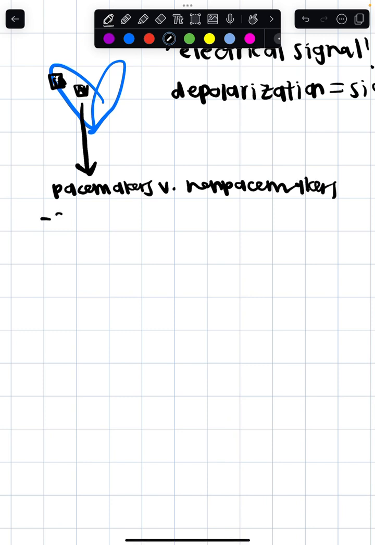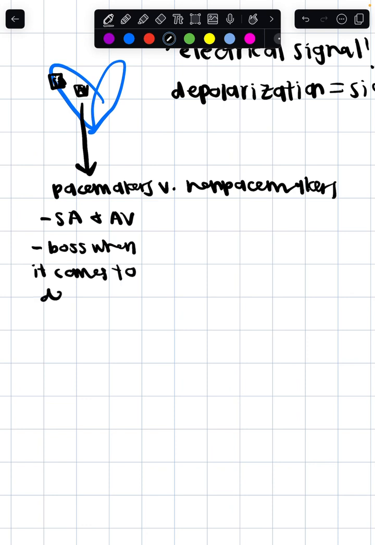Our SA and our AV node are going to be responsible for setting and controlling the pace of our heart. So they're kind of the boss when it comes to heart rate and depolarizations, which is just the transmission of that electrical signal across the heart. They have something called inherent autorhythmicity, so they have their own rate of depolarizing, and our main pacemaker is our SA node here, and it has an inherent autorhythmicity of about 100 beats per minute.